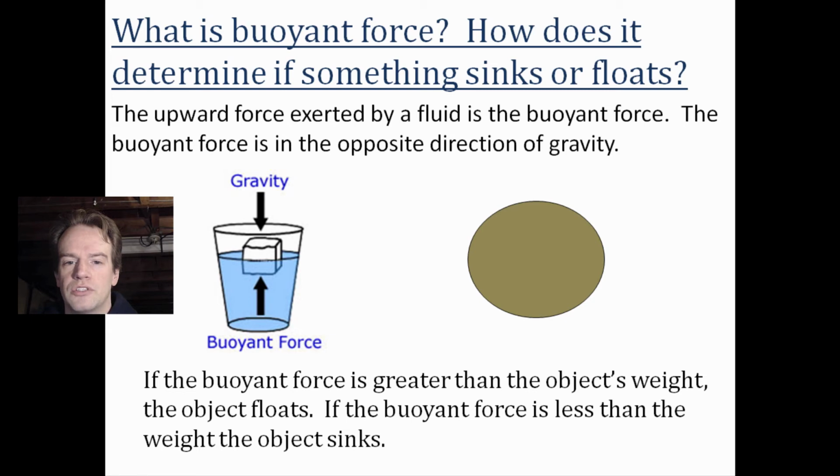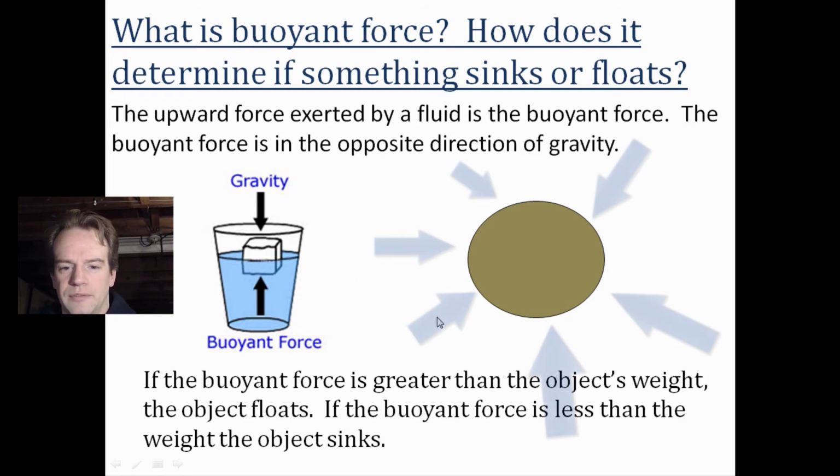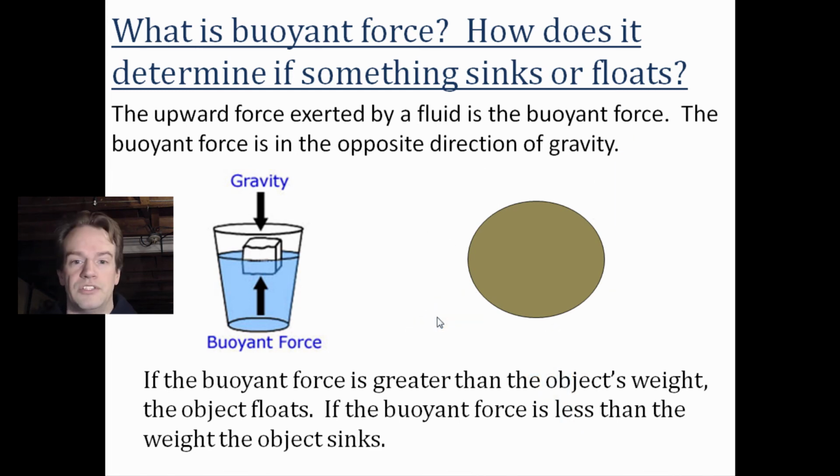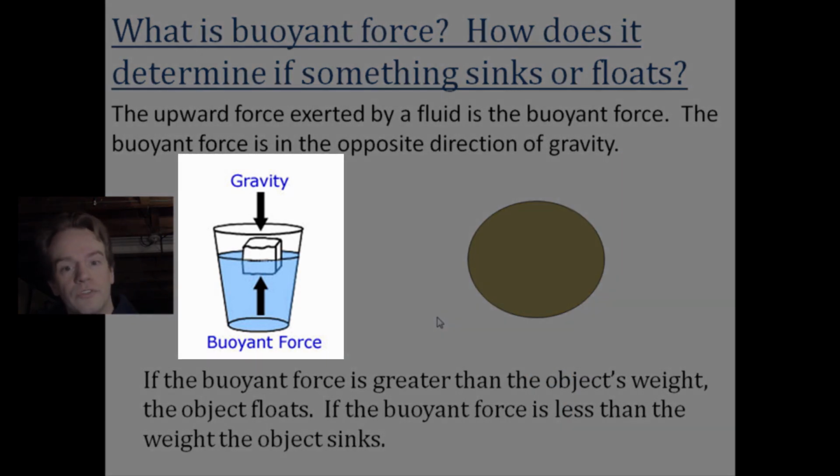If something is submerged, the buoyant force actually works more in the upward direction. So there's pressure on all sides, but there's more pressure from the bottom. And that creates a buoyant force going against the force of gravity. And so we can look at these two opposing forces and determine if they're balanced or unbalanced. If they're unbalanced, it's either going to sink if gravity is greater, or it's going to float if the buoyant force is greater.